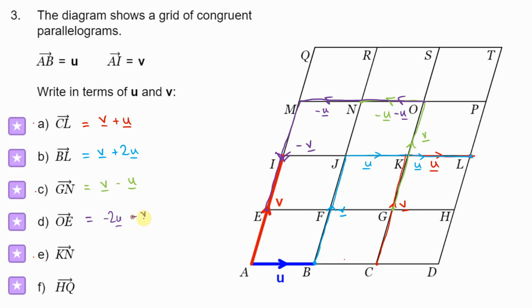minus V. I've not said this before, but you can go down and then across. Obviously I'm doing it my way. You can go down then across. You can even go across one then down then across. They'll all get you to the exact same answer. I mean, that'll be minus V minus 2U, which is the same as this. That'll be minus U minus V minus U. That'll be minus 2U minus V.